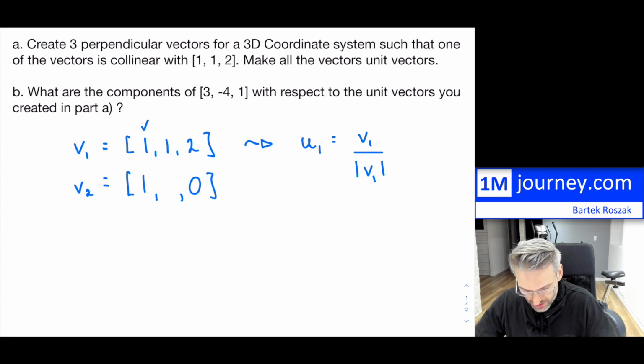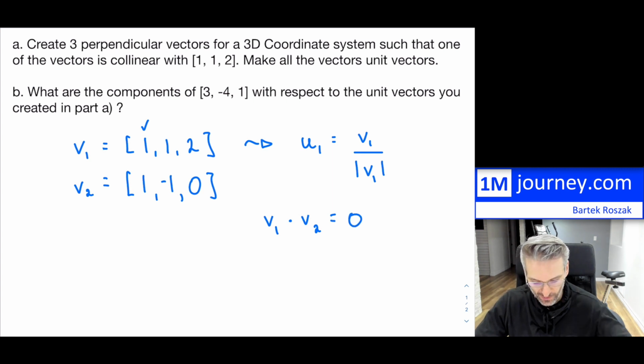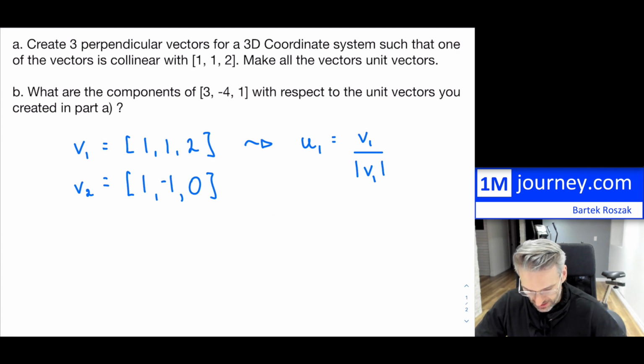And then 1 times 1 is going to be 1. And then I can make this negative 1. And if you notice, if you take the dot product between those 2, then it clearly is equal to 0 right there, because it's just the sum of the multiplication of each of the components. So if there are no other restrictions, we can definitely take this vector.